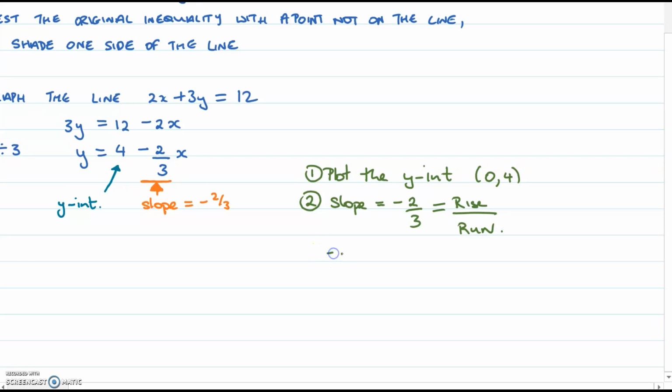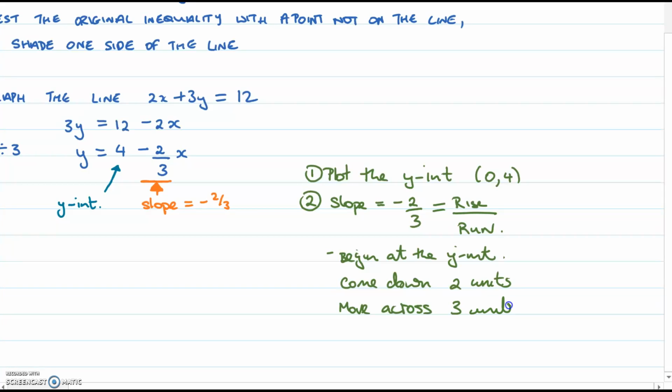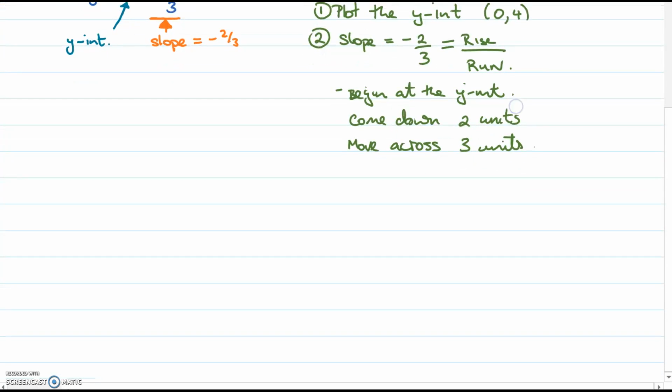So what we're going to do is begin at the y-intercept. The rise is negative 2, so because it's negative, we're going to come down 2 units. And then move across 3 units. And then once we've got that, that'll give us a new point. And once we've got the first point, 0, 4, and the new point, we can draw the line through them. So that's what I've done here.